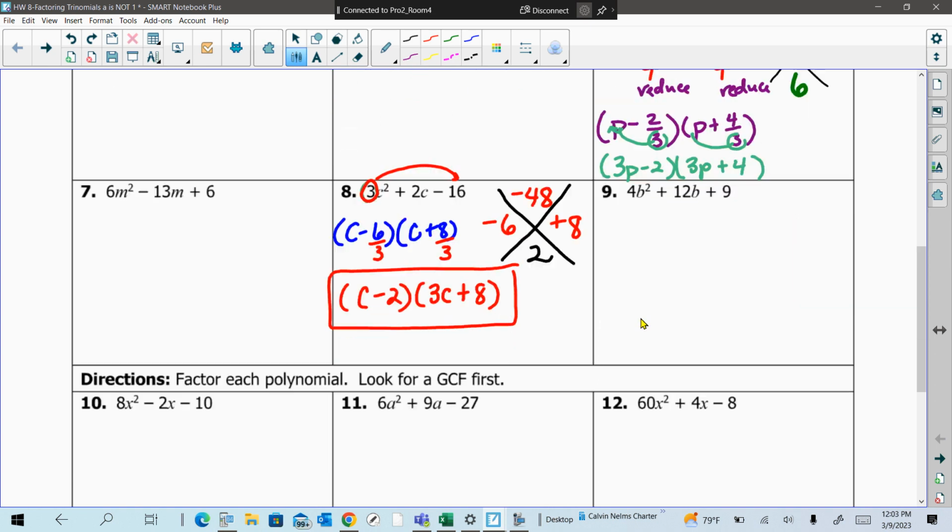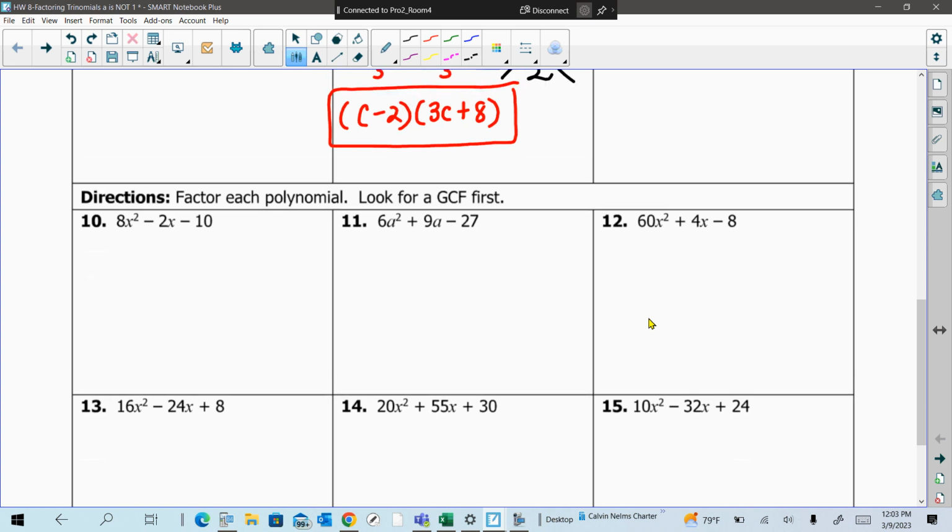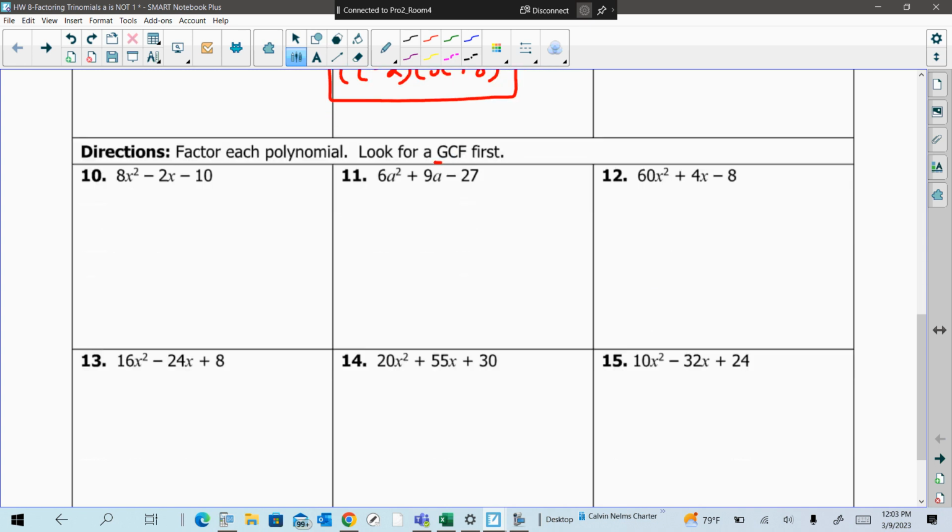Now, on your last set here, the 10 through 15, it tells you to look for GCF. All right, so you do need to check each term. We have an 8, a 2, a 10. The GCF here would be 2. The 2 is going to be outside the parentheses. Then we simplify each term. 8x squared divided by 2 leaves me with 4x squared minus x minus 5.